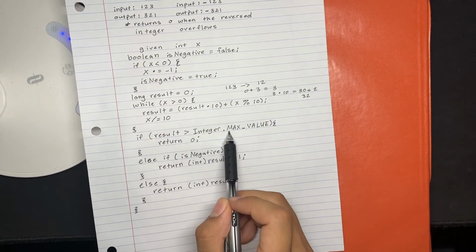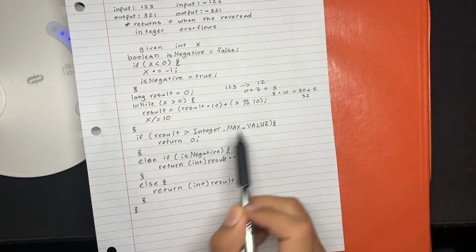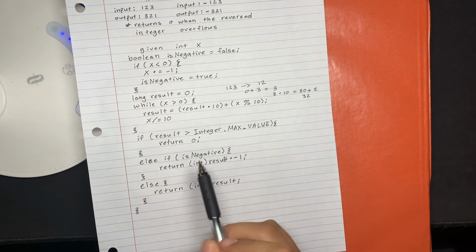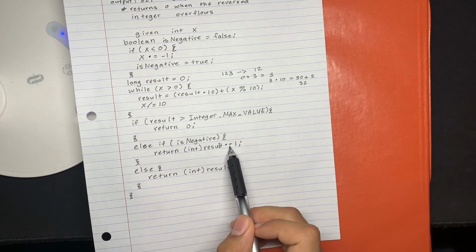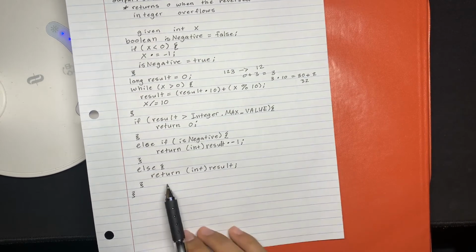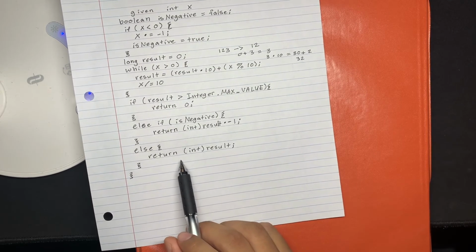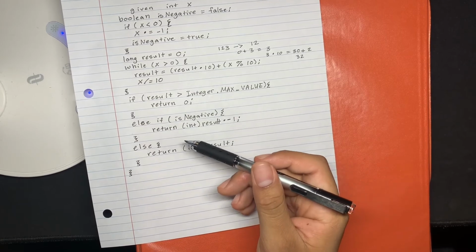Then right here again, we're just checking the max value and returning 0 if it's greater than that. Right here, if it is negative, we're going to return it back to a negative value and then return it. And if it's not, then we're just returning the result. And that's it.